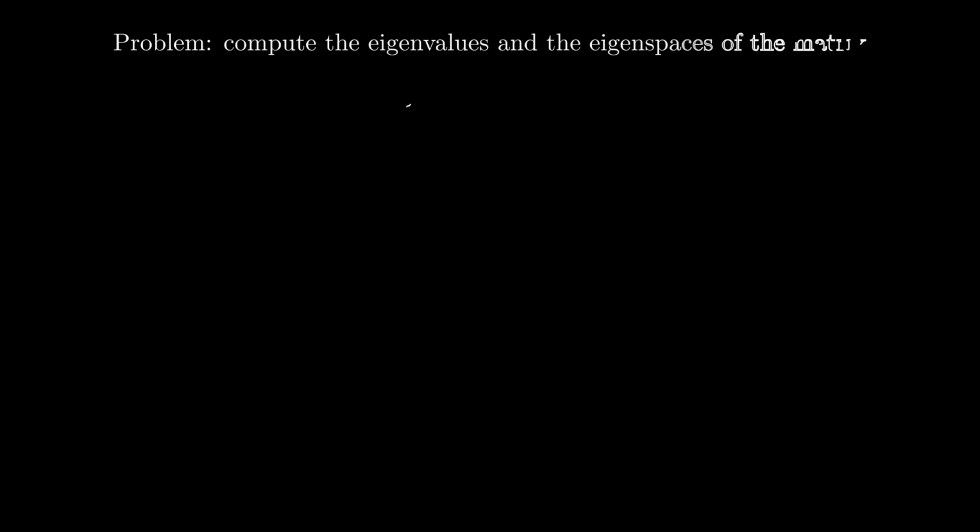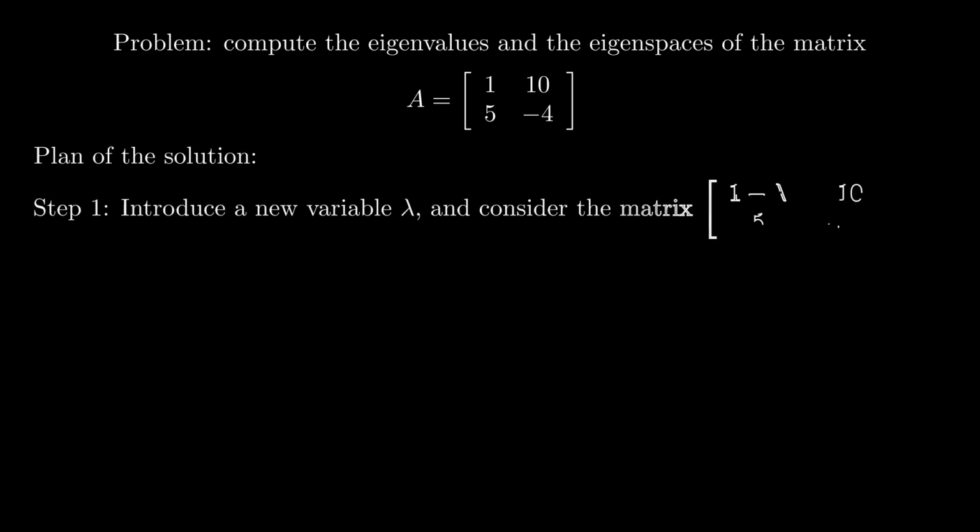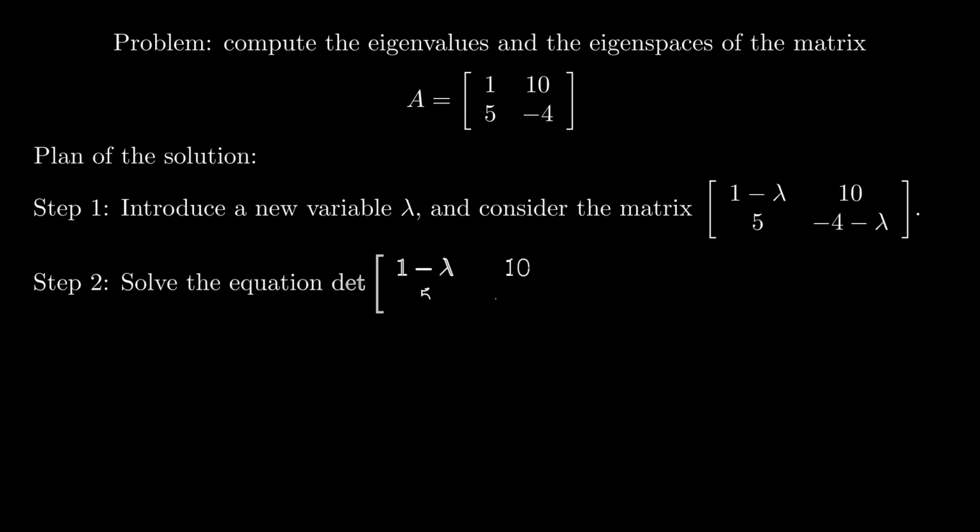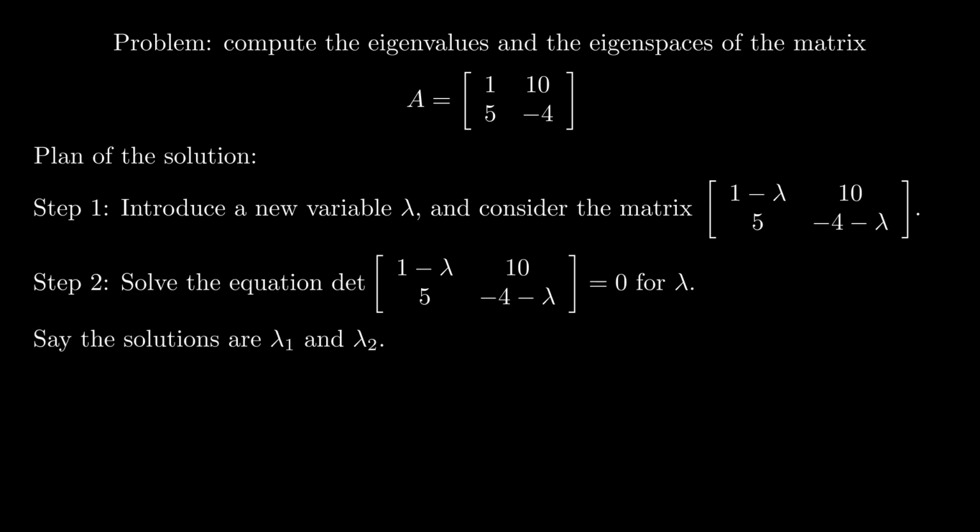In this video, we want to see how one would go about finding the eigenvalues and the eigenspaces of a 2x2 matrix. So let us say we have a matrix A with entries 1, 10, 5, and -4. Our plan is as follows. First, I explain why we need to introduce a new variable lambda, and then consider the new matrix 1 minus lambda, 10, 5, -4 minus lambda. In the second step, we want to find those values of lambda for which the determinant of that matrix is equal to 0. Let us denote our solutions as lambda 1 and lambda 2. These are actually the eigenvalues.